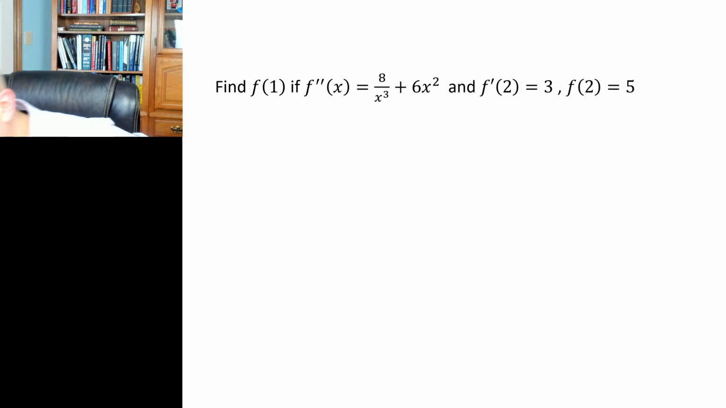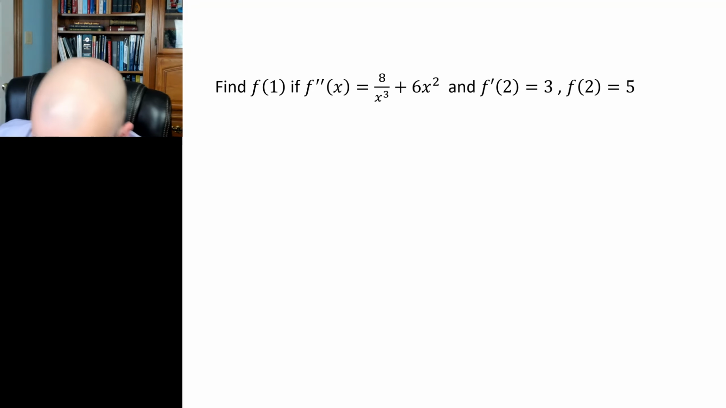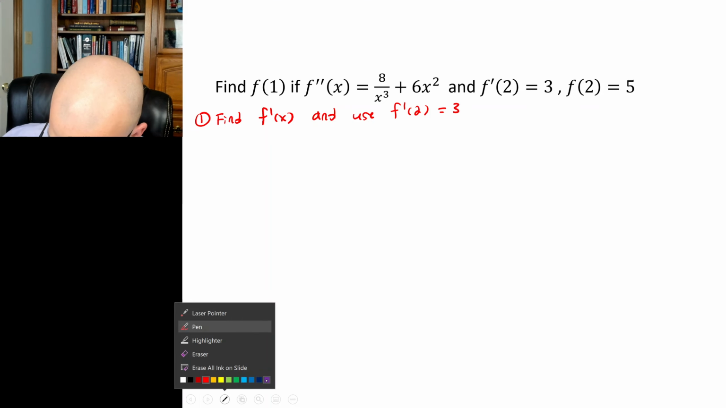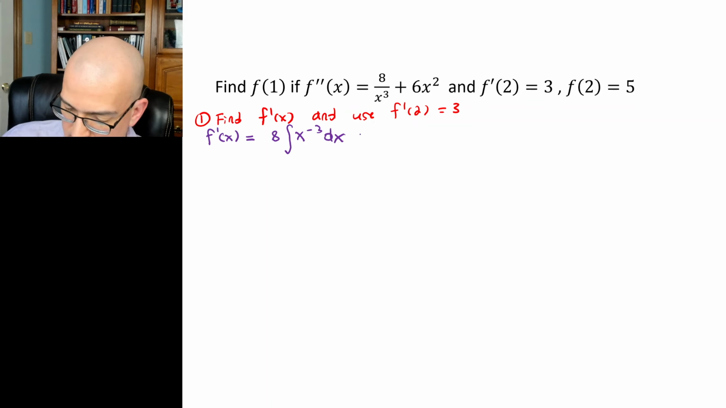Okay, very similar problem. Find f of 1 given this information about f double prime. So we're going to do the exact same procedure. Step 1, find f prime of x and use f prime of 2 is equal to 3. So f prime of x is equal to 8 times the antiderivative of x to the power of negative 3 plus 6 times the antiderivative of x to the positive 2.